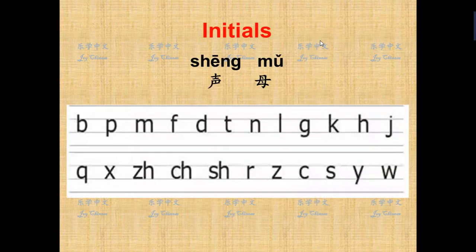First is initials, 声母. There are 23 声母 altogether in the Chinese pinyin system. Here they are presented in this form I have prepared last time for you. Let me read for you one by one.